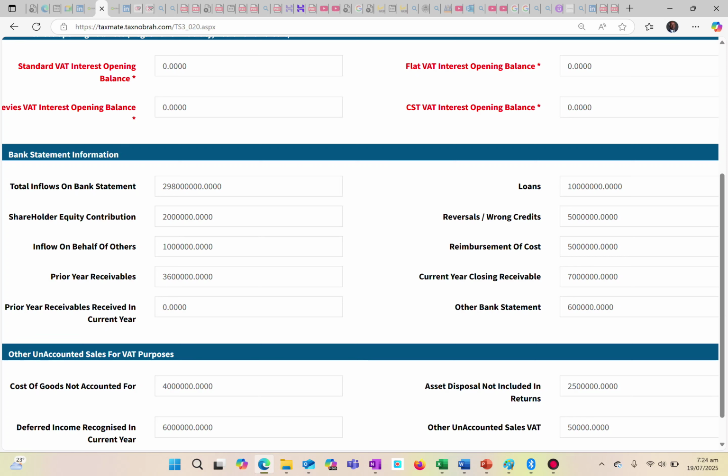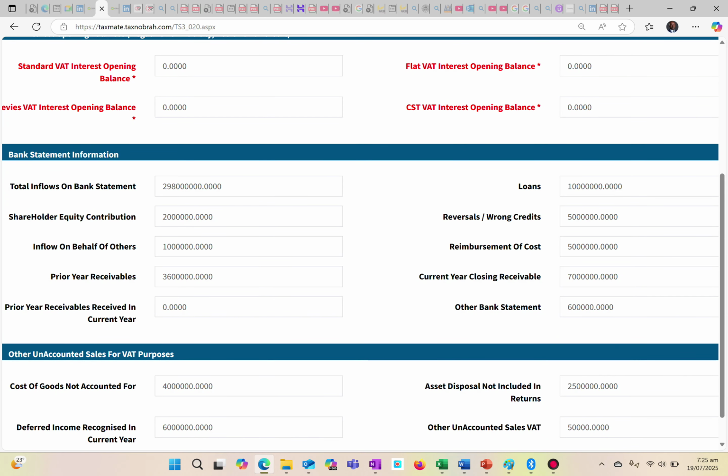So loans, was any part of it a loan, and reversal of credit or wrong credit? If there was a reversal, so you were wrongly debited and then you have been credited, it's not an income, so you have to provide it over here. If there was a credit on your account and it wasn't for you, it was wrongly credited to your account, later they will debit you and take the money off.